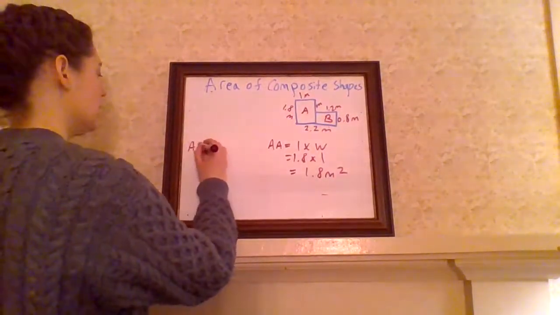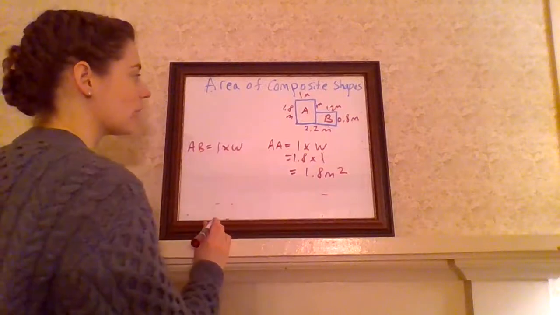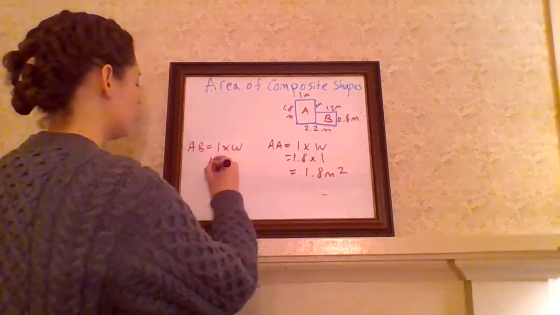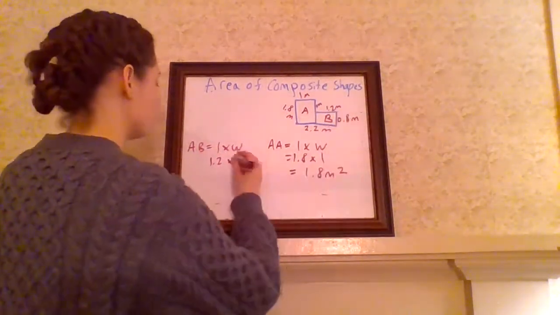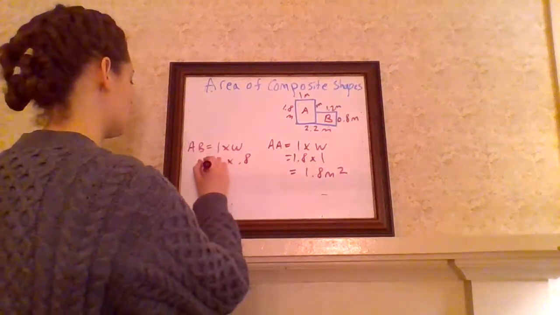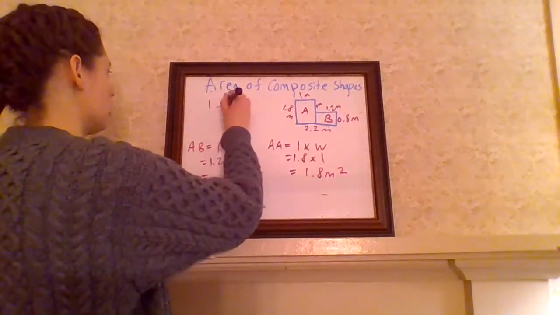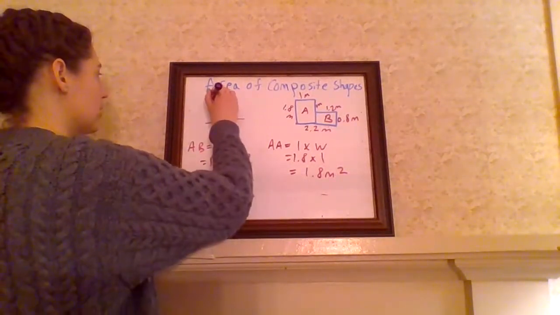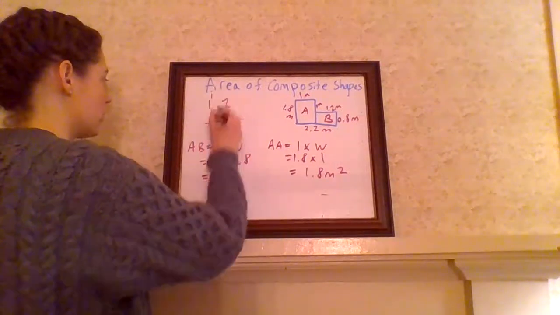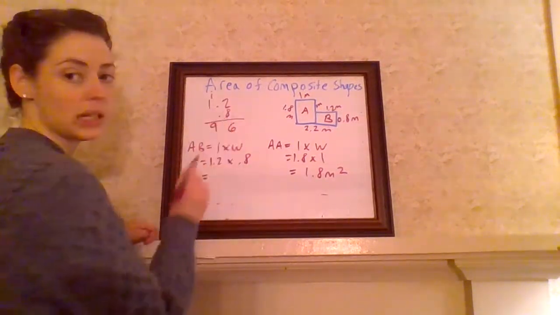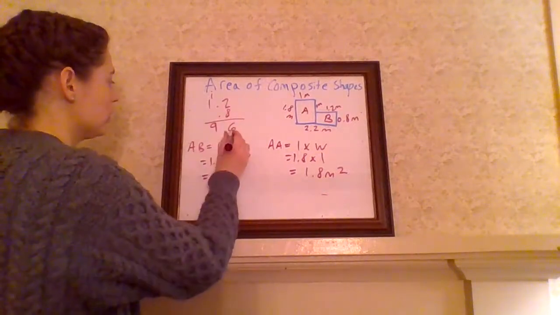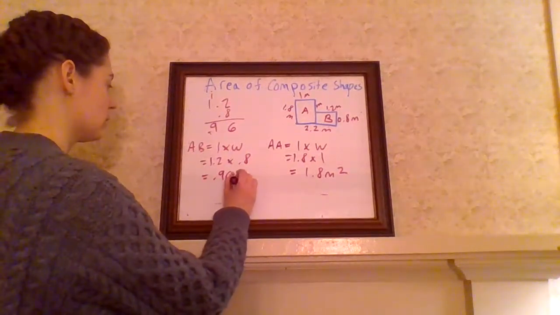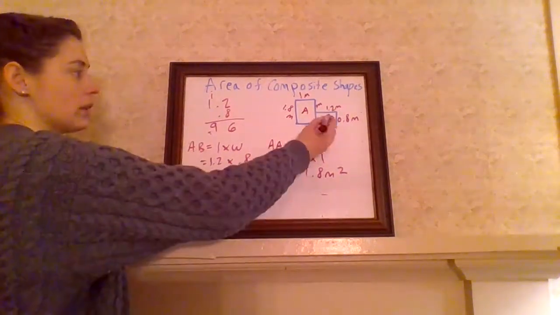Now for figure B, length times width again because it's a rectangle. So not 2.2, we're going to use the 1.2 for the length, and the width is 0.8 meters. Okay, so we'll multiply those. So 1.2 times 0.8, so 8 times 2 is 16, carry the 1. 8 times 1 is 8, plus 1 is 9. And then we count how many numbers are after the decimal, so 1, 2. So we move the decimal in 2 places, 1, 2. So 0.96 meters squared for figure B.